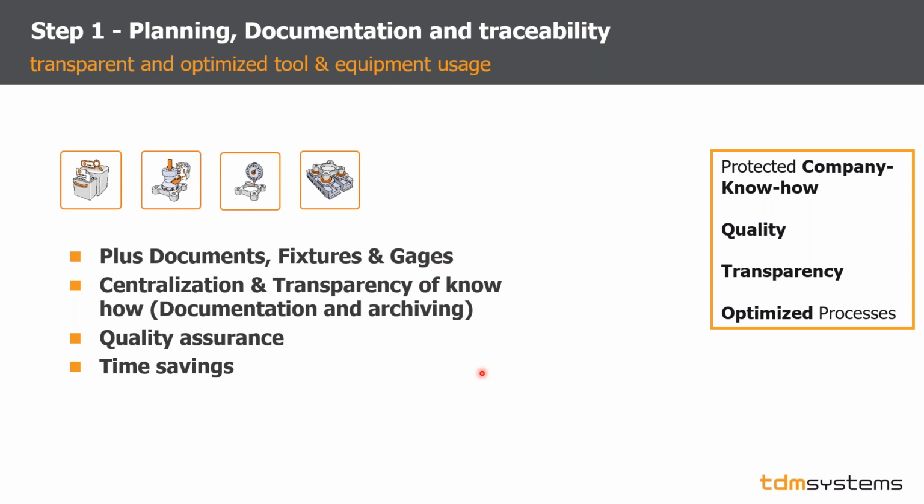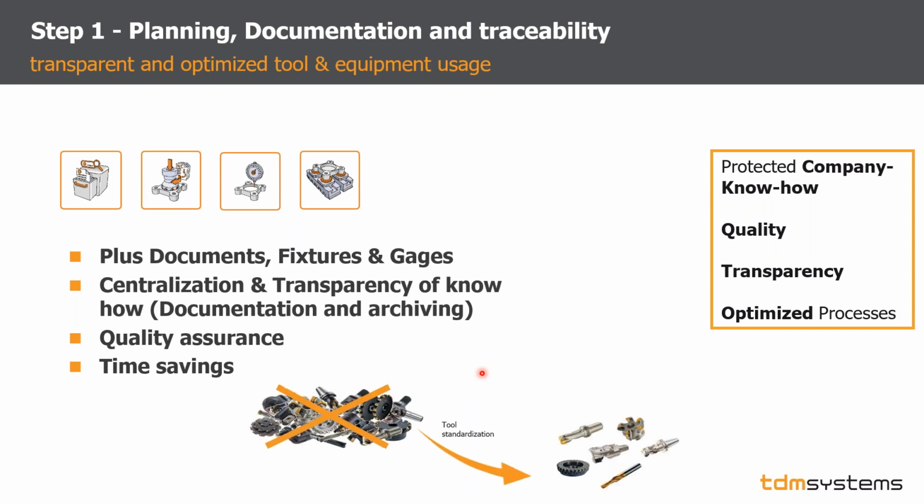And the idea is, of course, to centralize the data, to have transparency and know-how in one place, which is what I would call protected company know-how. It's independent from the people. It's part of the company know-how, and everybody who has the user rights has access to it. And of course, it increases the quality, not just of the process, but later on also the quality of the tools you bring to the machine. Transparency is important, and in the end of the day, it's an optimized process which gives you huge time savings.